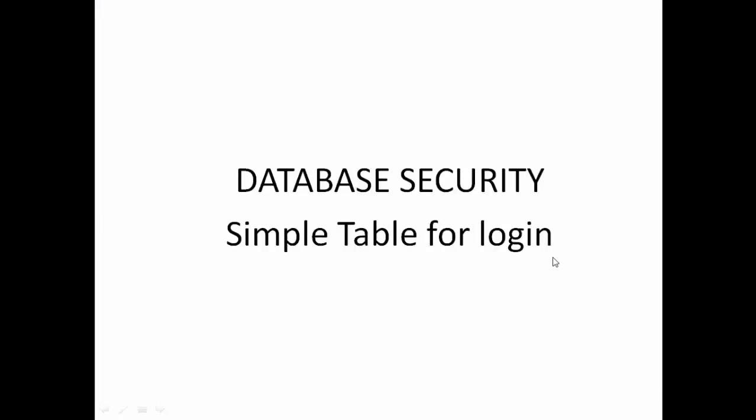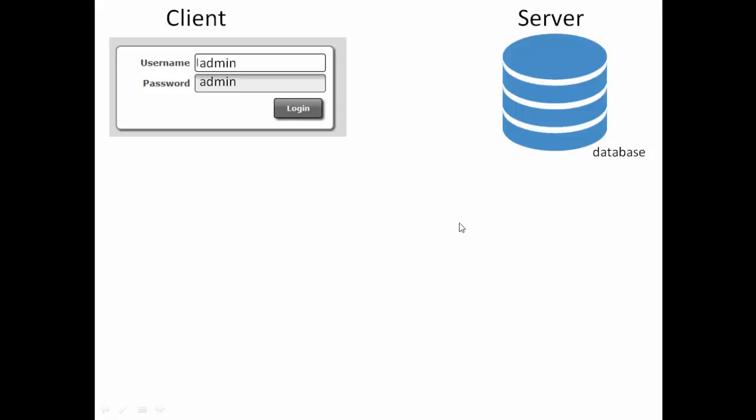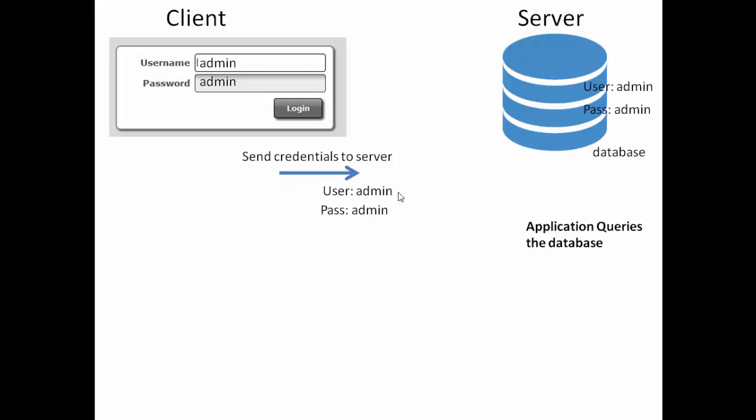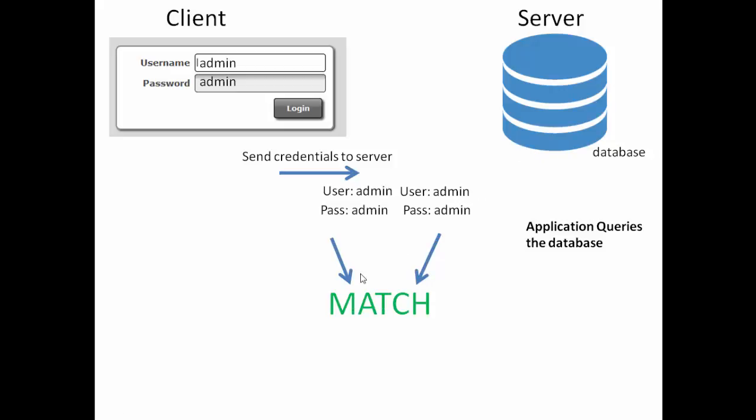So what is happening behind the scenes? In our client side, in our browser, we're putting username and password admin, and these credentials are sent to the server. When the server receives this, it queries the database looking for this information and retrieves it, and it later compares to see if this user, admin, and password is a match, and in this case we do. So if there's a match, our access is granted and we can go into our application.